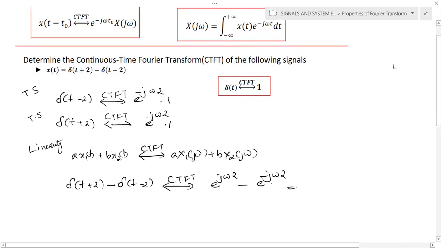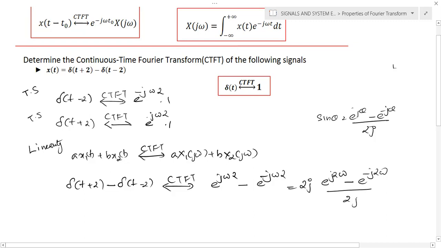Now if you look at this particular equation, you can rewrite it by Euler's formula. Sin theta you can write as e raised to j theta minus e raised to minus j theta by 2j. It's almost similar to that. So we need an extra term 2j, so we can put 2j here, and in the denominator also, e raised to j 2 omega minus e raised to minus j 2 omega by 2j. So this term I can write in terms of sine. So the final result will be 2j sine 2 omega. So this is the final result.